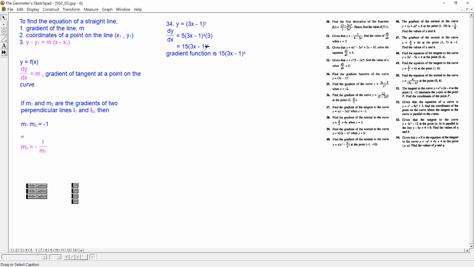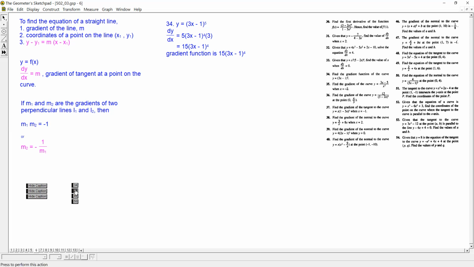This is the gradient of the tangent. But this gradient of tangent is expressed in terms of x, so it is a function of x. That is why it is called the gradient function. So the gradient function is this expression. Any question? So teacher, we just differentiate, then we will get the gradient function. Function, you just leave it in terms of x.